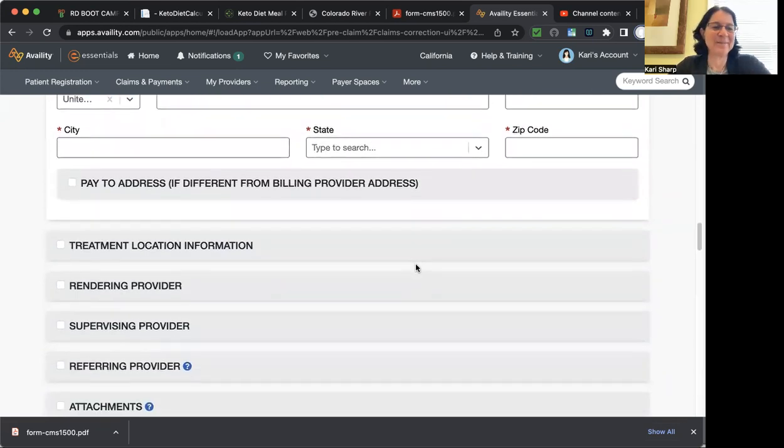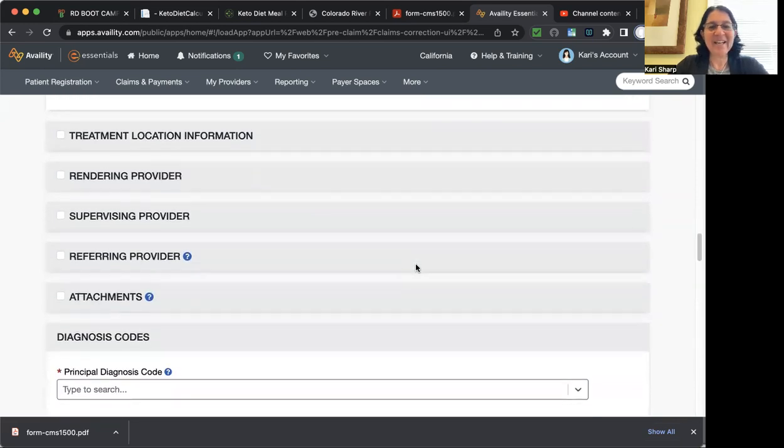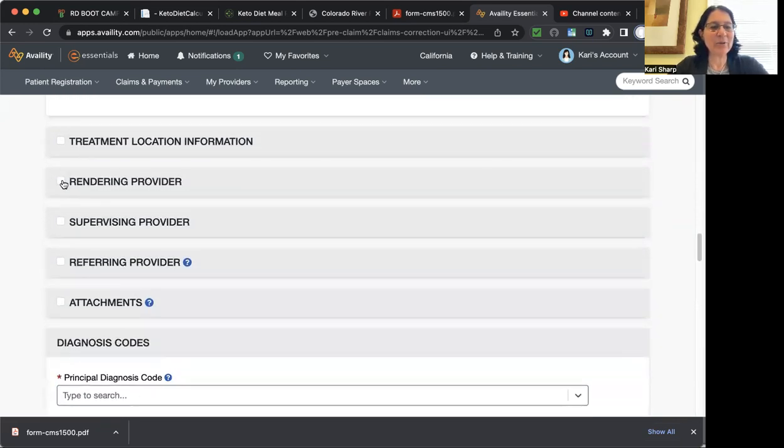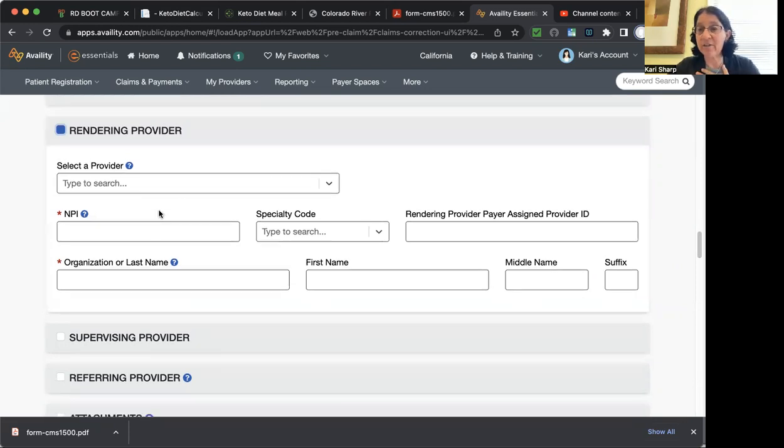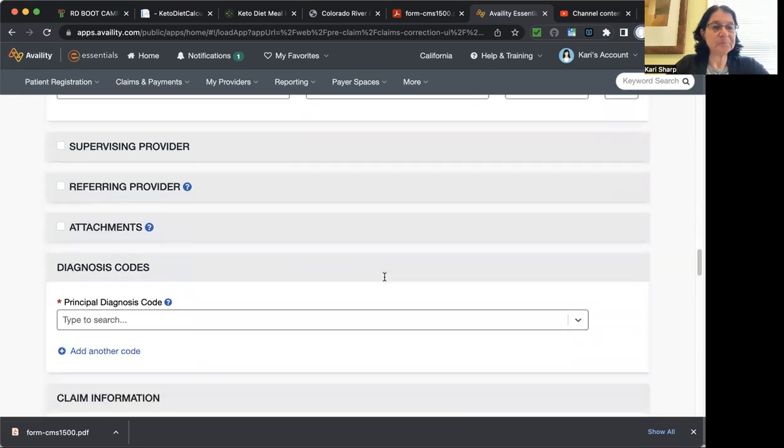Who is submitting the claim? Your business is submitting it. Now you have to put who the rendering provider is: you. Now this is the business is the claim submitter. You work under this clinic, but you're the provider that provided the services. So this is where you would put your type 1 NPI and your name, last name, all of that.